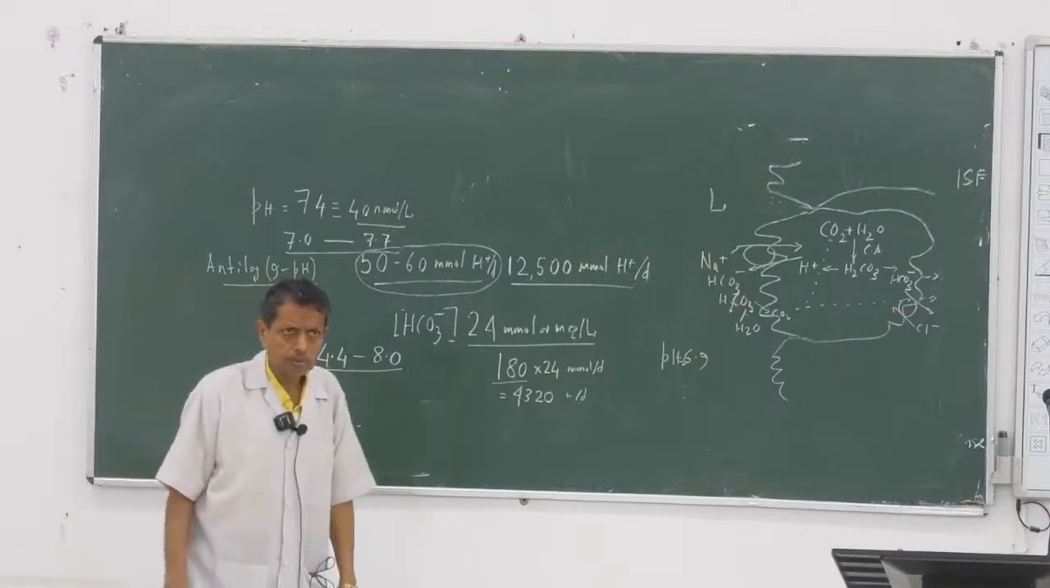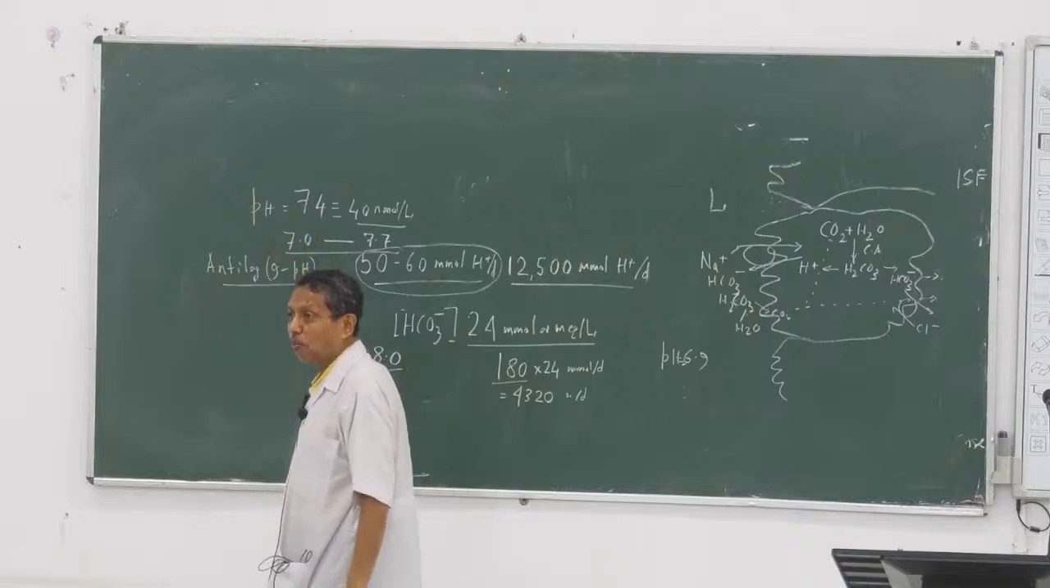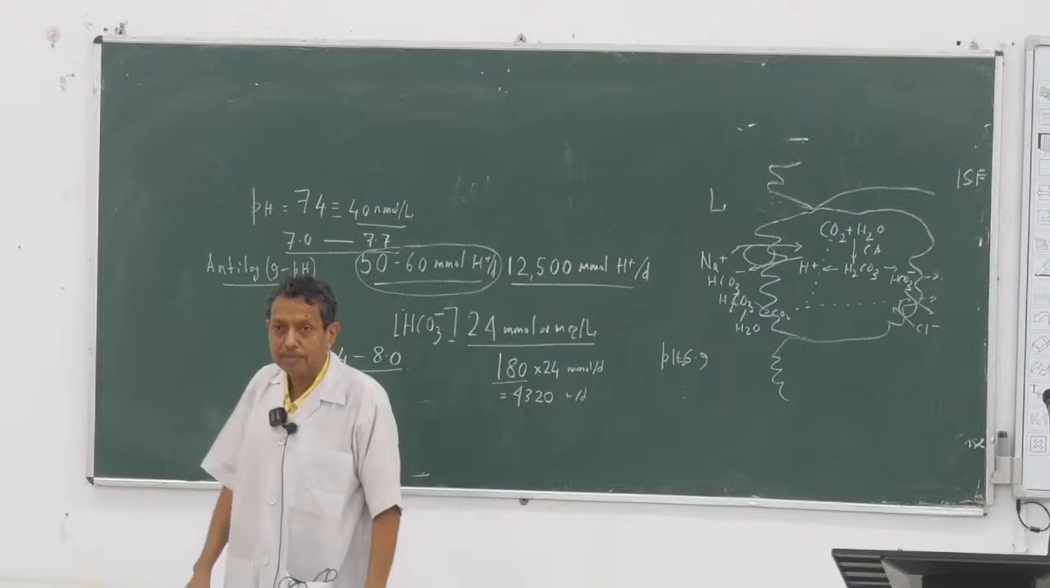Understood? pH 7.4 and pH 4.4, and there is an increase of 10 to the power 3 times.